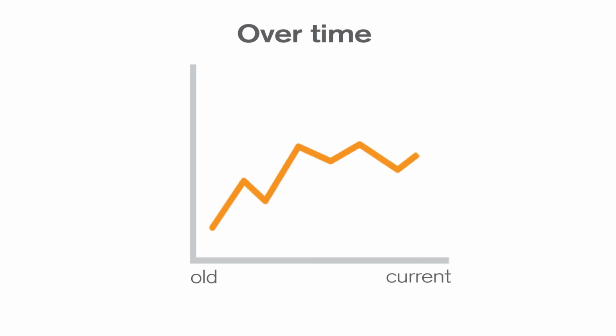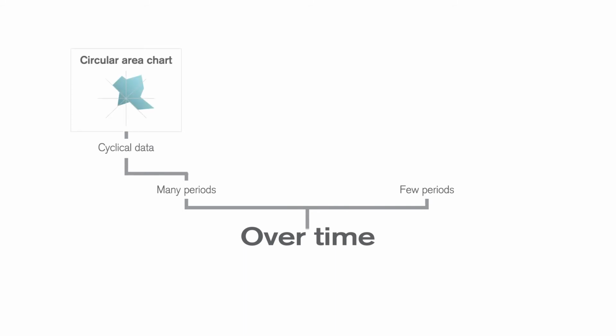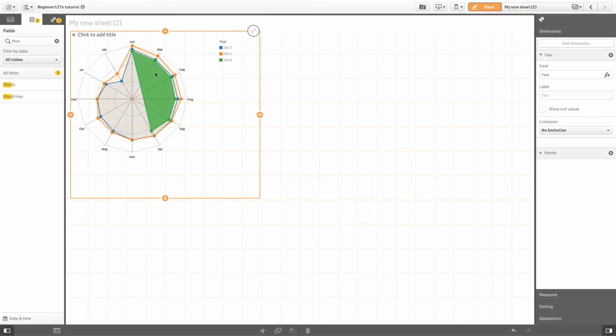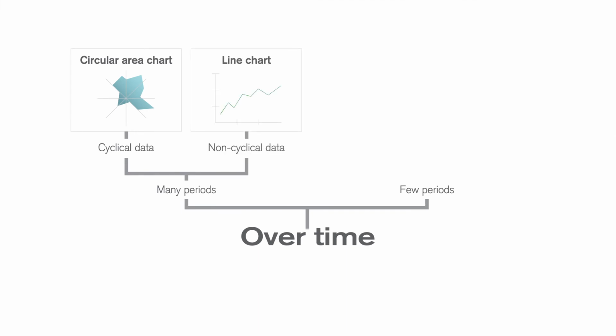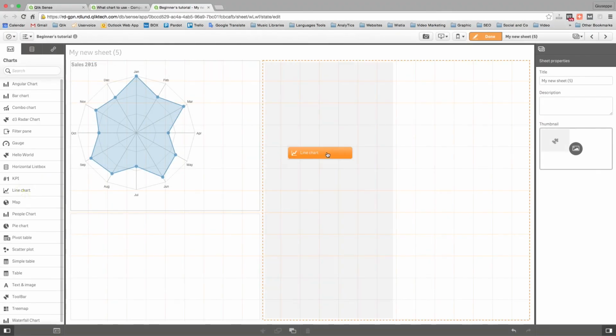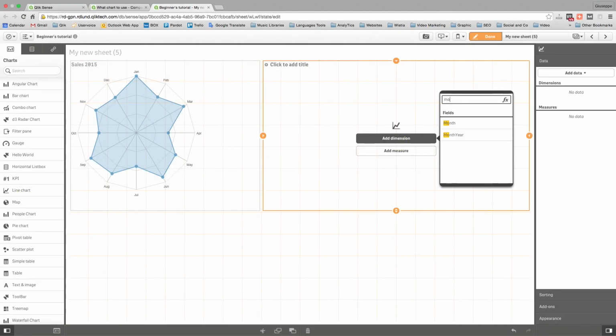Comparison can also be over time, such as if you want to compare current values with previous ones to see if the numbers are increasing or decreasing. To choose the right chart in which to show your data, you first have to consider the number of time periods you have. For many periods with cyclical data, you can use a circular area chart. This example shows a radar chart that displays sales by month throughout a year. If you have non-cyclical data, it is better to use a line chart to describe the trend over time. You can use a line chart to visualize the sales by month.